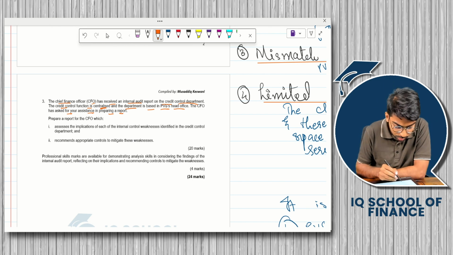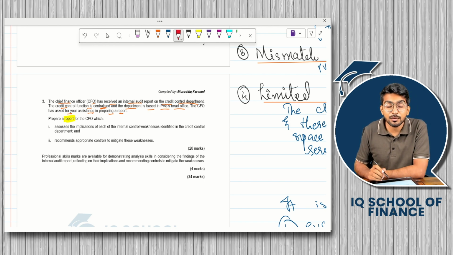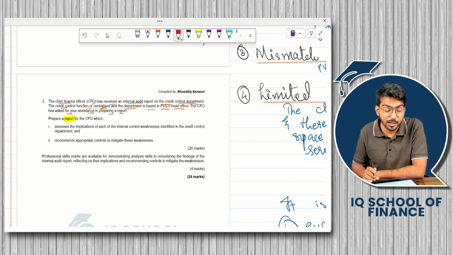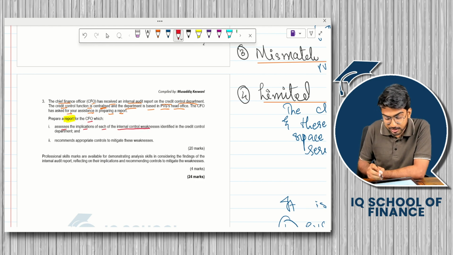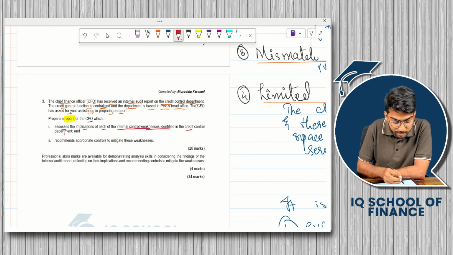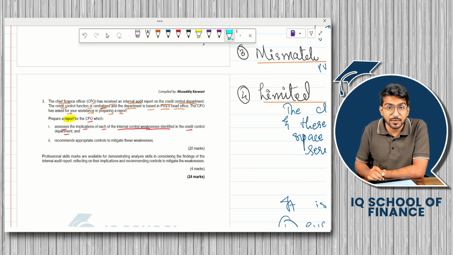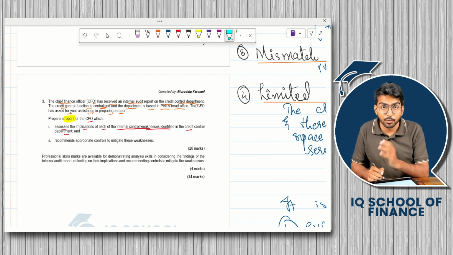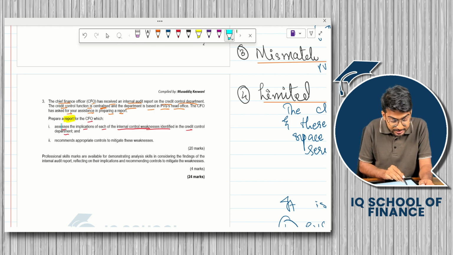What kind of report? Prepare a report, and we know how important the format of the answer is for our professional marks. Number one, assess the implication of each of the internal control weaknesses identified in the credit control department. So we don't need to identify any of the control weaknesses. They are already identified in the internal audit report and presented to us. So what we have to do is assess the implication.